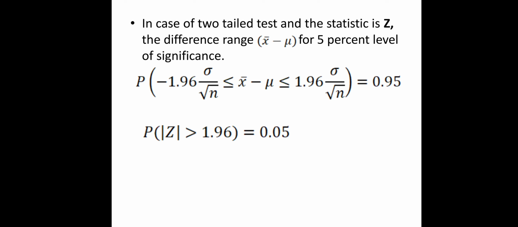But if the difference between the observed and expected value lies within this range, minus 1.96 sigma by root n to plus 1.96 sigma by root n, then it falls under the acceptance region, which has probability 0.95, that is 95%. Okay, so for 95% probability we are accepting the null hypothesis, and for 5% probability we are rejecting the null hypothesis.